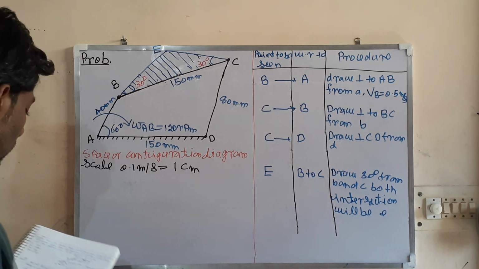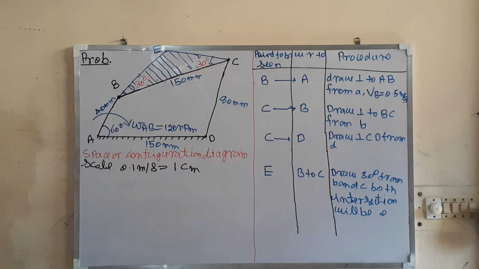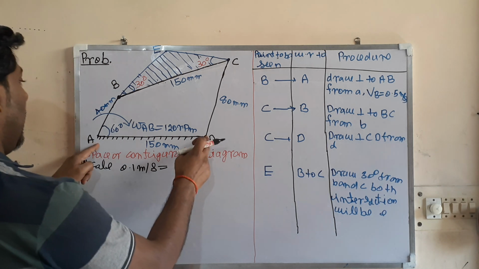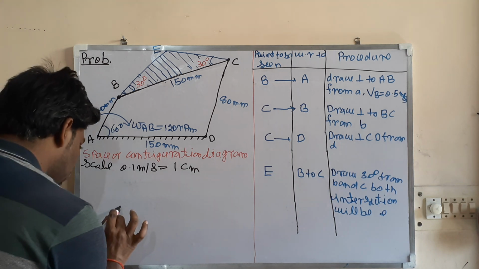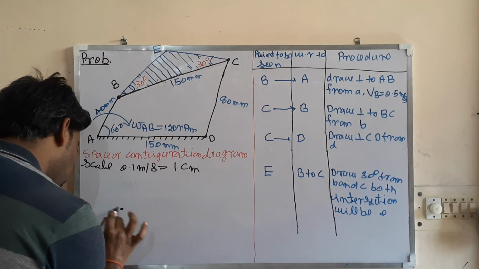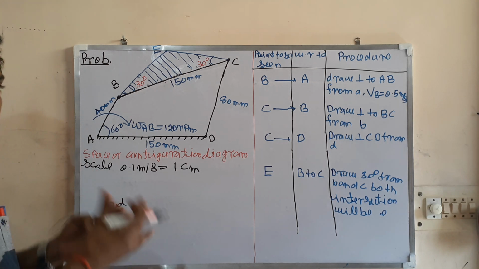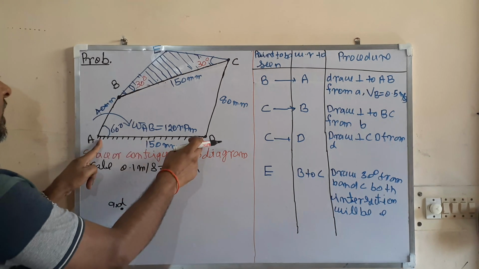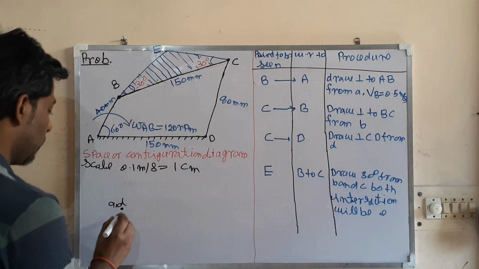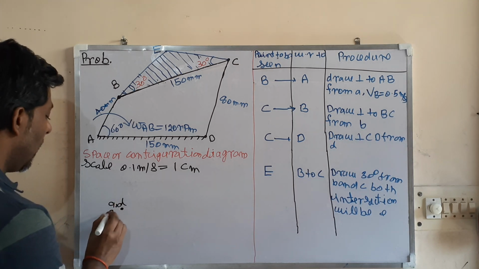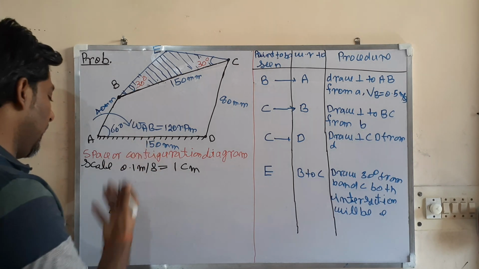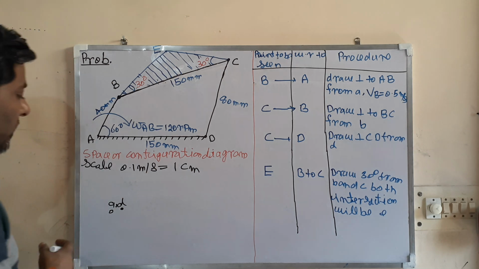First of all, you have to take some reference point. So this A and D both are fixed. All the fixed points are taken together at one place. So this A and D is here. So this is our reference point. Also we can say the O, that is A and D, is our reference point.